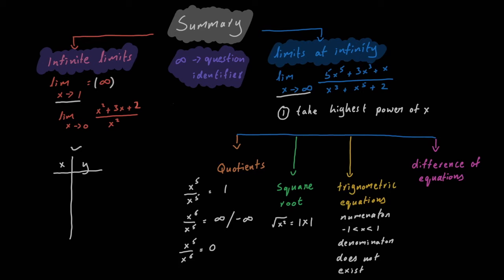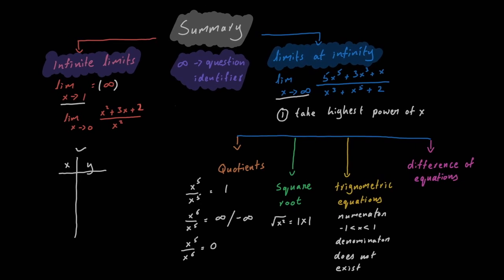Step 2, in quotients, there can be three scenarios. One is where x has the same power in the numerator and the denominator. We will simply get a numerical value in the answer. In the second scenario, when x has a greater power in the numerator than the denominator, we get an infinity or a negative infinity. And when x has a bigger power in the denominator, we simply get a 0.